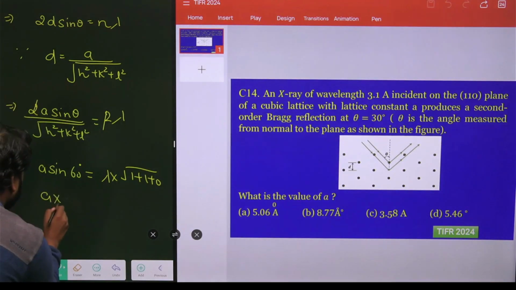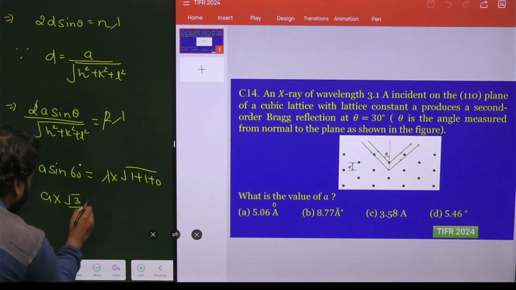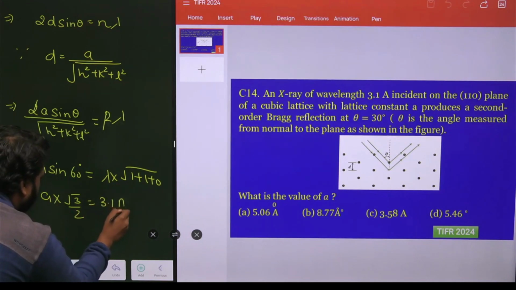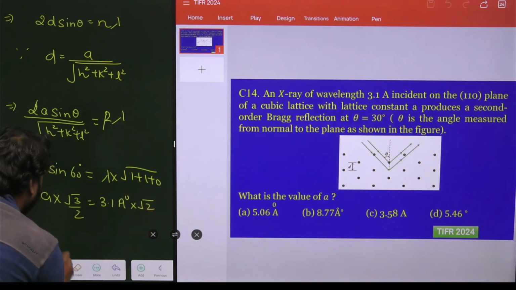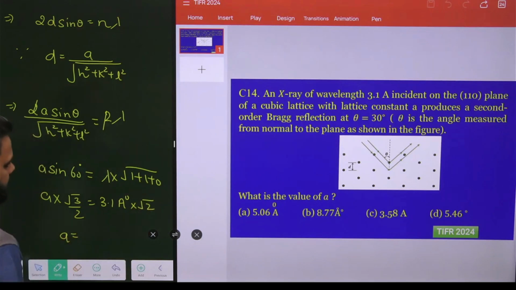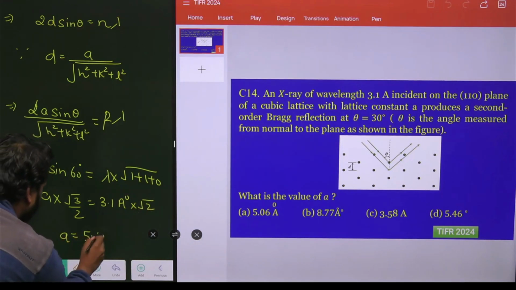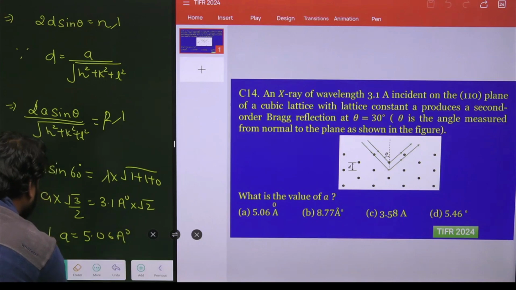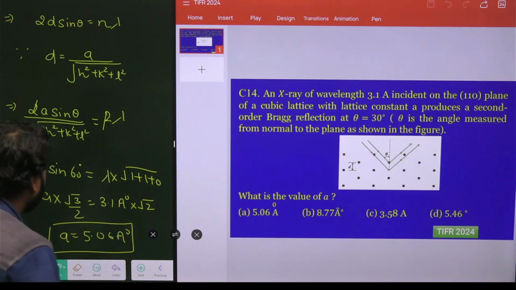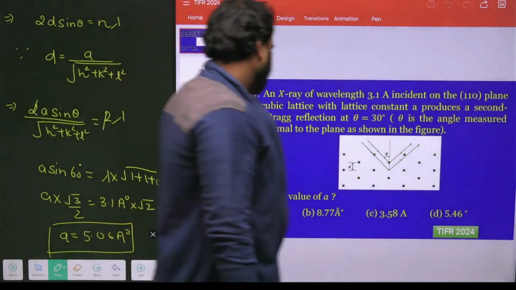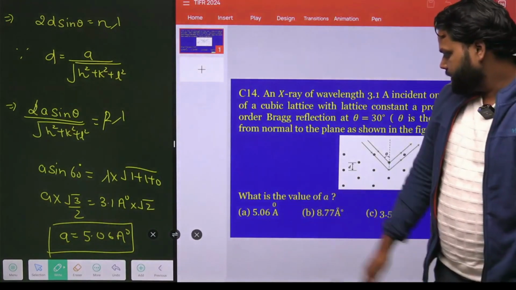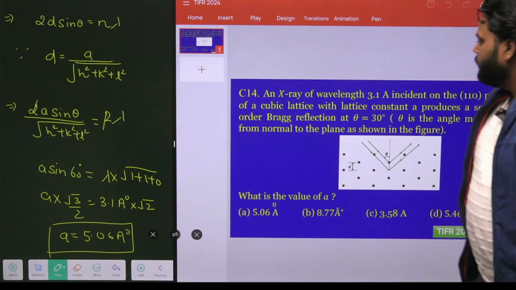So sin 60 is root 3 by 2. Lambda is 3.1 angstrom, and this will be multiplied by the square root of 2. When we solve this, we'll get the lattice constant a equal to 5.06 angstrom. This is your final answer, 5.06 angstrom. And if you see, option A is correct. Okay, so this is the correct option.